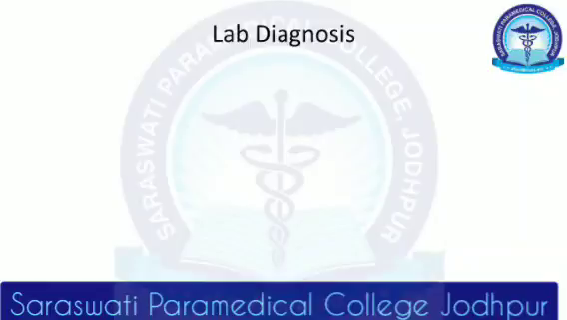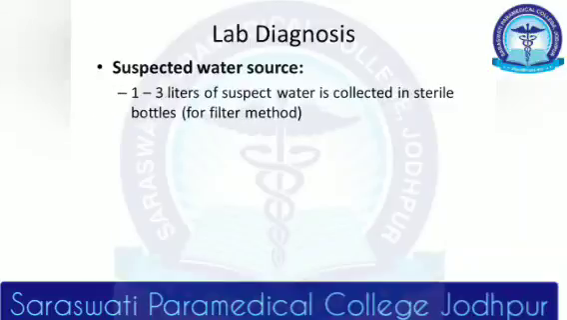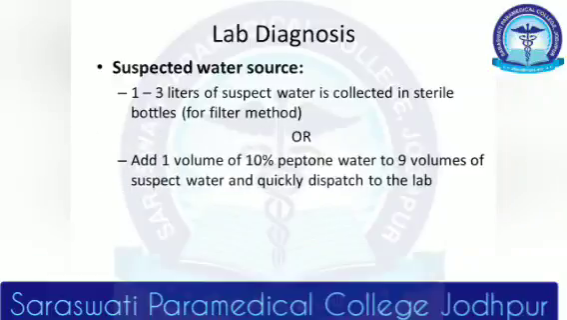For examination of the suspected water, if the filter method has to be used, we need 1 to 3 liters of suspected water, which is collected in sterile bottles. The other method is to add 9 volumes of suspected water to 1 volume of 10% peptone water and send it to the lab.